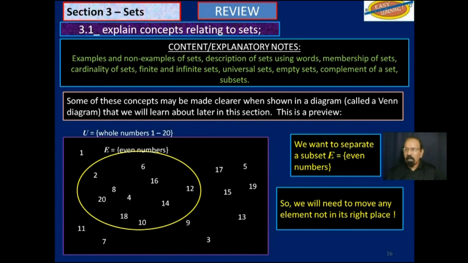Now you have all the even numbers in here. You have all the numbers out there that belong to the universal set. Now, of course, these here are E complement or E prime. They are the odd numbers in the universal set. So I hope that makes it a little clearer what we mean by complement of a set. That was review. We will still consider that a little more in this video.